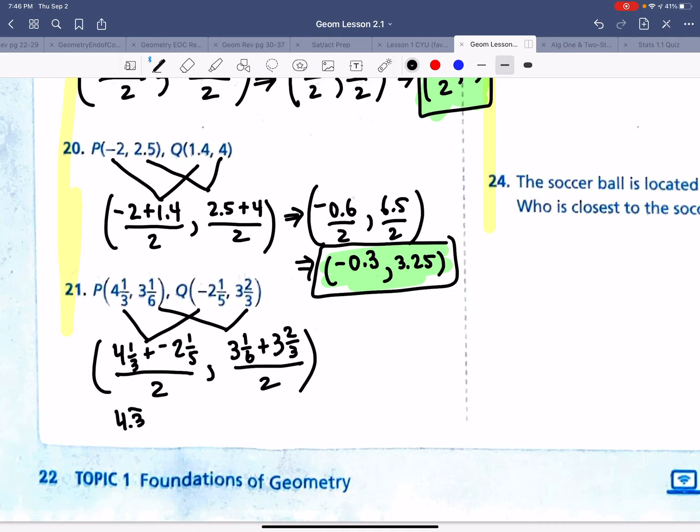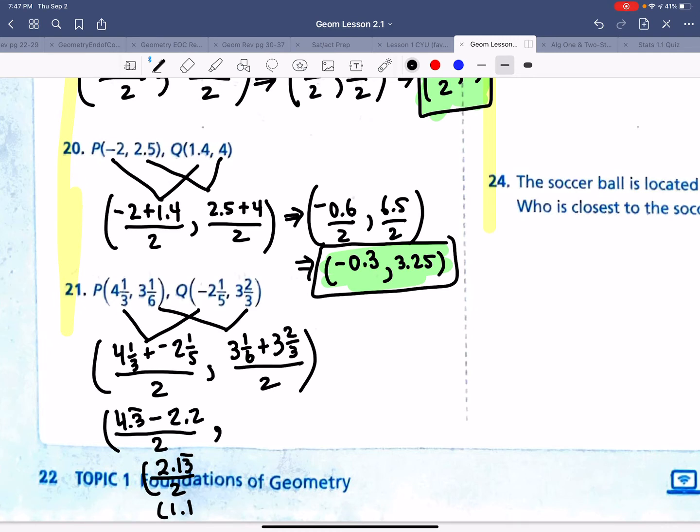4.3 repeating, take away 2.15, which is 2.2. 2 and 1/5 is 2.2. And then I want to divide by 2. So 4.3 repeating, take away 2.2. We get 2.13 repeating, divide by 2. And we get 1.0. I'm just going to round to 1.1.